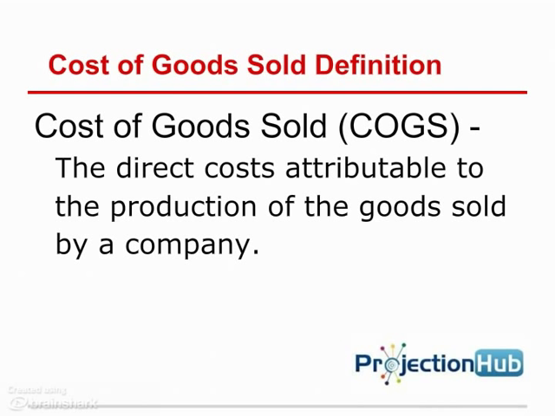Cost of goods sold, also known as COGS, is defined by Investopedia.com as the direct costs attributable to the production of the goods sold by a company. Now, this amount includes the cost of the materials used in creating the product, along with the direct labor costs.